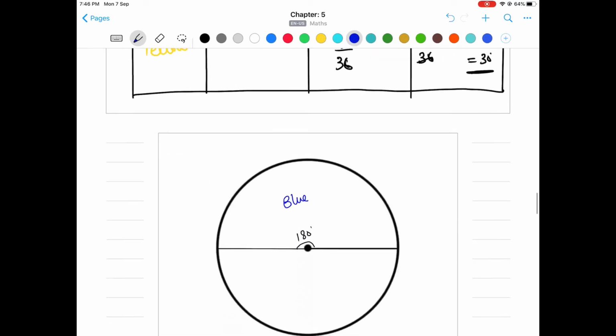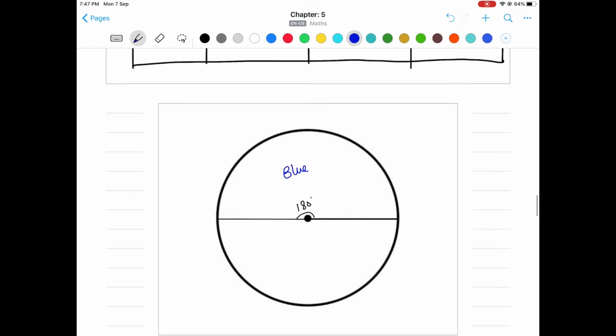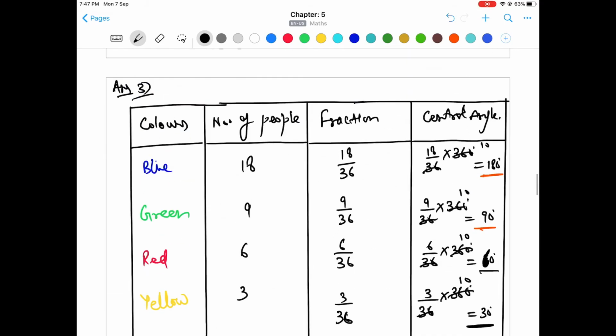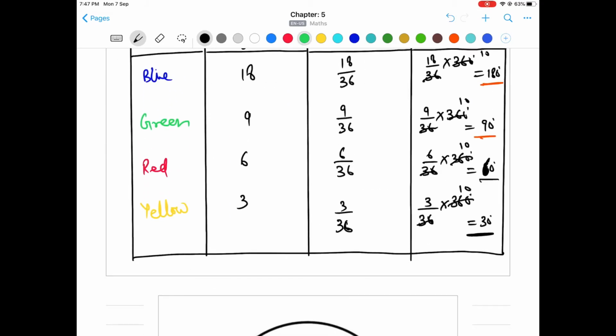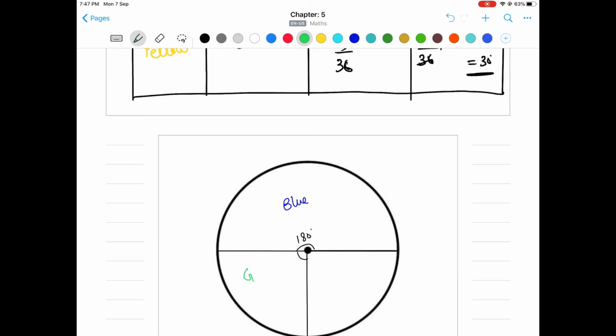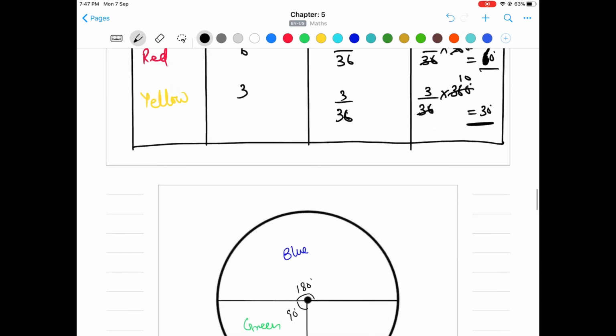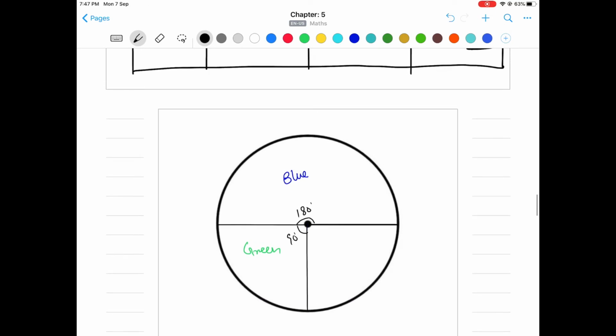Next we have green, which is occupied by having central angle 90 degree. So let's draw. Next one is this green. Okay, this part is for green. Value here is 90 degree. Next is red is 60 degree and yellow is 30 degree. So that will be here.